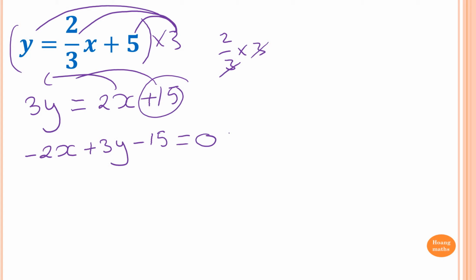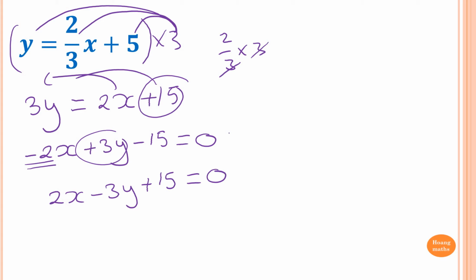But remember, this negative 2 here, I must make it into positive. So I just change the sign, all of them, if you like. So negative becomes positive, so 2x. And this one becomes negative, because I times by minus 1. So minus becomes positive. See, there you go. That's the quickest way to do it. So that's it for that.